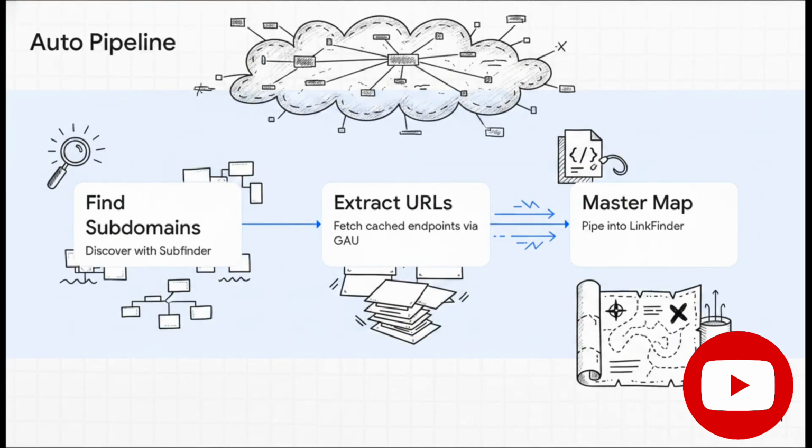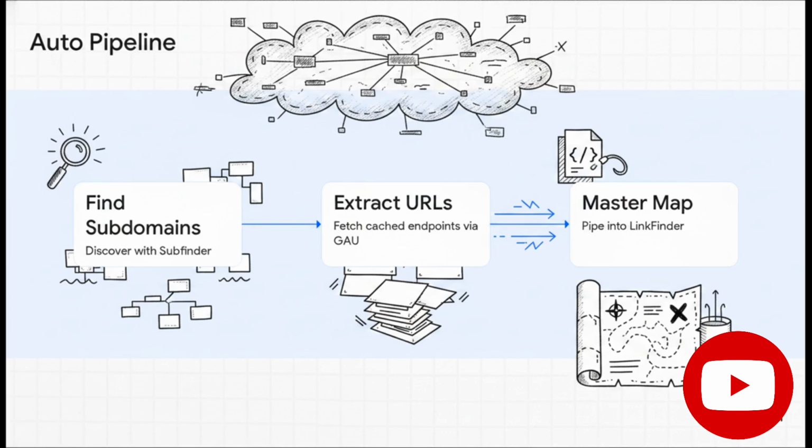And this brilliantly illustrates Method 3, the fully automated multi-domain pipeline. This is for those massive corporate networks with hundreds of subdomains where manual entry is just a non-starter. Here, operators discover active subdomains using a tool like Subfinder. Then they extract all historically known JS endpoints using GAU. That stands for Get All URLs.